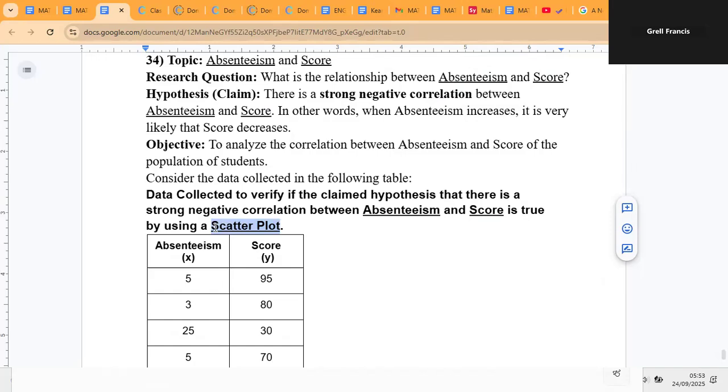So we need a different type of graph, and we can use a scatter plot, which has both a horizontal and a vertical axis. The horizontal axis will represent the x variable, the independent variable. Here it is absenteeism, and absenteeism seems to be having an influence on score. Okay, and so score now will be the dependent variable. It will go on the y-axis, and then we can use this pictorial representation to see whether or not there is a strong negative correlation between these two variables. So this is what we'll be discussing in the next class.